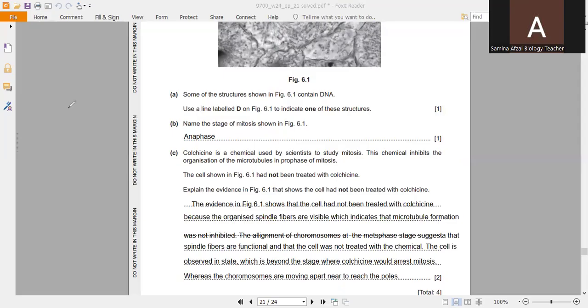The evidence in figure 6.1 shows that the cell has not been treated with colchicine because the organized spindle fibers are visible, which indicates that microtubule formation was not inhibited. The alignment of chromosomes at the metaphase stage suggests that the spindle fibers are functional and the cell was not treated with the chemical. Thus, the cell is observed in a stage beyond the stage where colchicine would arrest mitosis. Prophase is where colchicine can inhibit the activity, but they have shown the metaphase, and after metaphase they have just started the anaphase. The chromosomes are moving towards the opposite poles, so we can say that there was no use of colchicine in this photograph.